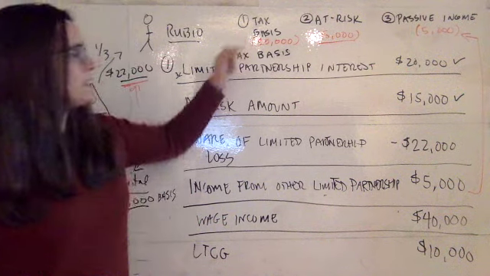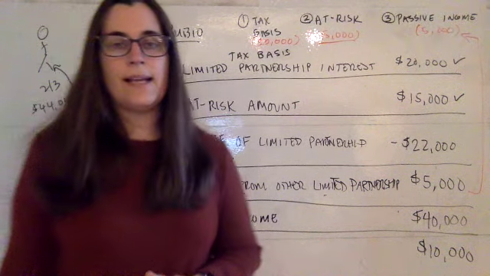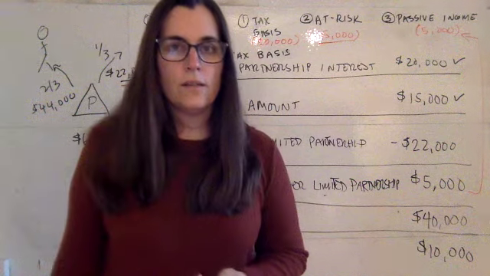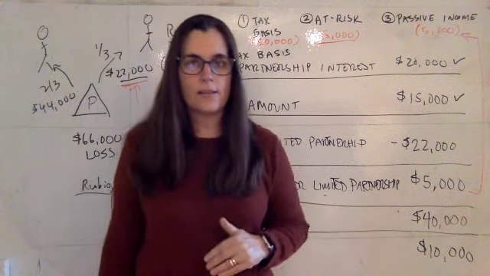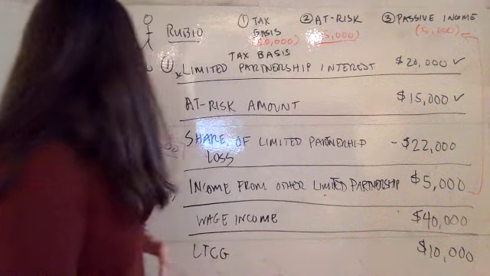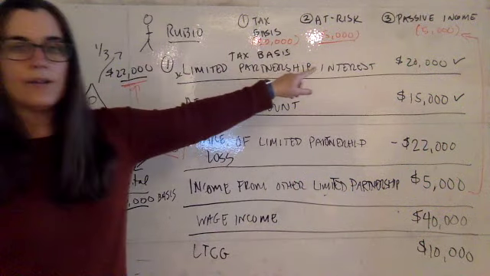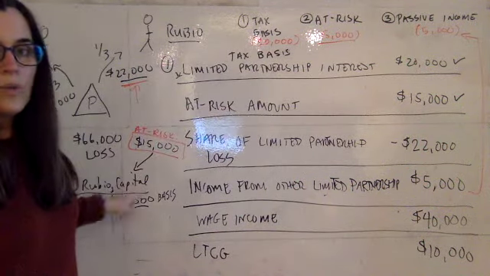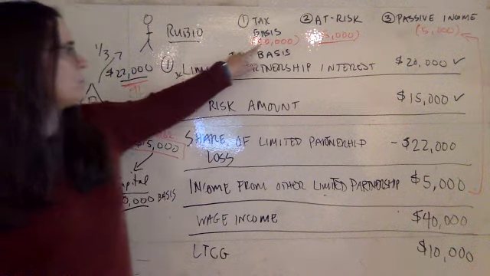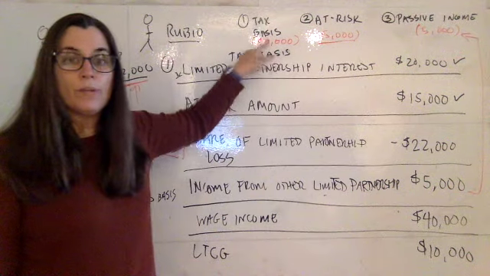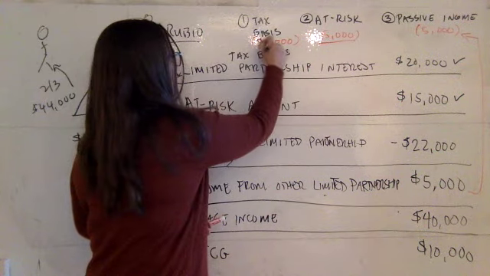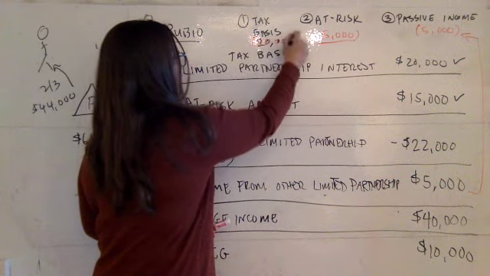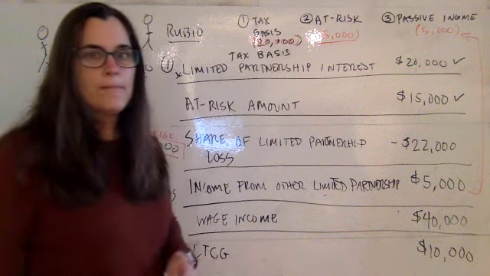The tax basis rule is the first rule, and it says, what's your tax basis? Because that's the ceiling on the loss you can recognize. Well, we know that his tax basis is $20,000. The loss is $22,000, so he's going to be capped at $20,000 under this rule. He will only be able to show $20,000 on his tax return.